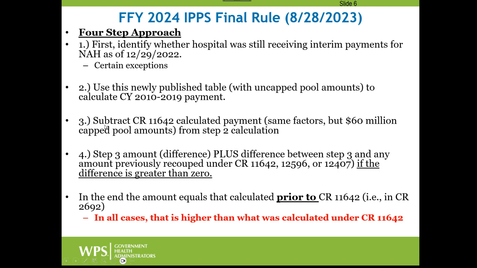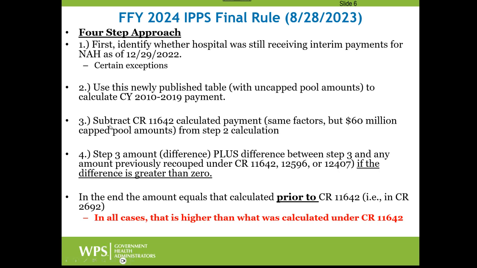Step 3 says, now let's figure out how it was calculated under CR 11642. Again, those would have been the same factors, but that would have been a 60 million capped pool. So subtract the CR 11642 payment from this uncapped payment in step 2. That's the only difference between step 2 and 3, the cap. The factors themselves are exactly the same. The only exception, I guess, is 11642 only had up to, I think, 2018 factors. So obviously the other CRs have added the 19 and 20 factors. But besides that, the factors are the same.